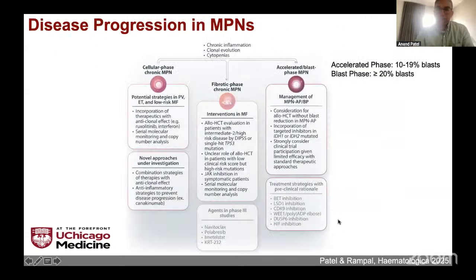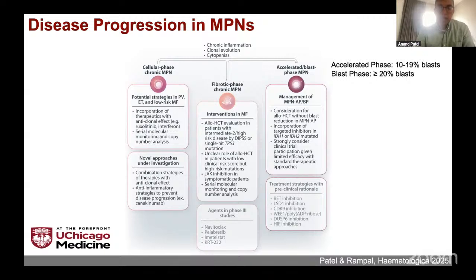So, what do we need to worry about when it comes to disease progression in myeloproliferative neoplasms? In my mind, I like to think of MPNs in three buckets. There's your cellular phase MPN, meaning the issues that you're dealing with are related to high blood counts. And really, the goal is to think about how to prevent clots and how to prevent progression of disease, and that's the focus.